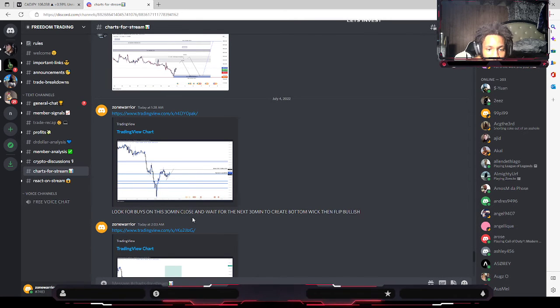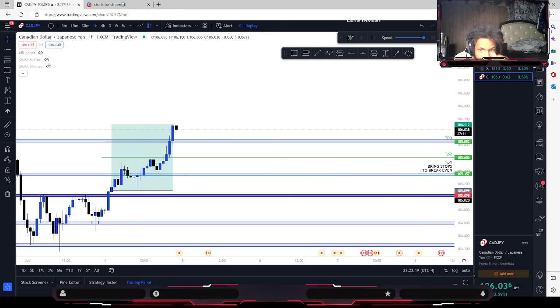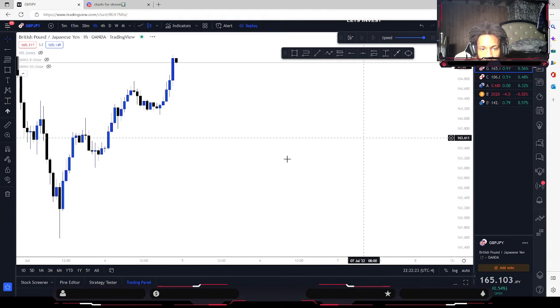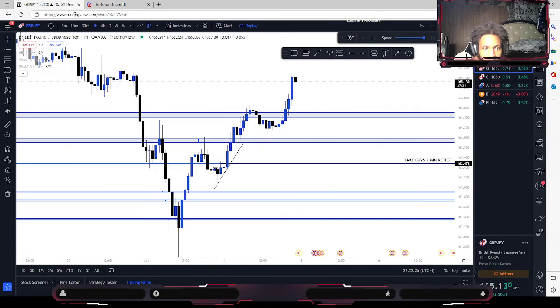Looking for a bias on 30-minute close and wait for the next 30 minutes to create a bottom wick and then flip bullish. I literally said it right here at 1:29 a.m. Feel me? And then if I go on GJ, it did exactly what I wanted it to do, besides create the bottom wick, so I didn't enter. It's going 30 minute.